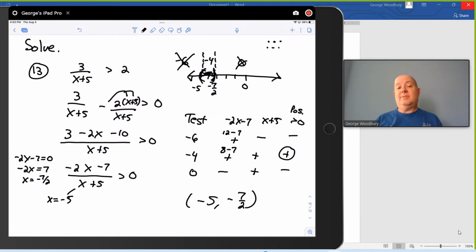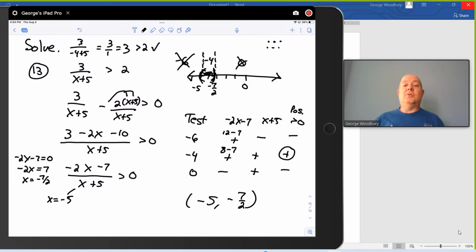Let's see if this actually is a solution. So I'm going to plug the -4 back into the original inequality. That would be 3 over -4 plus 5. Is that greater than 2? Well, that denominator, -4 plus 5, is +1. So we've got 3 over 1, which is 3, and that is greater than 2. So that value did work.